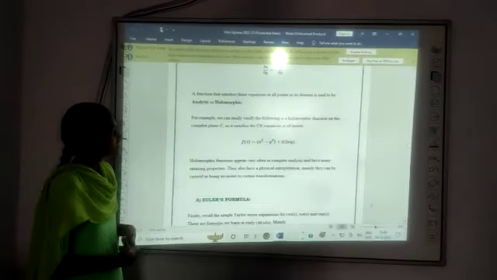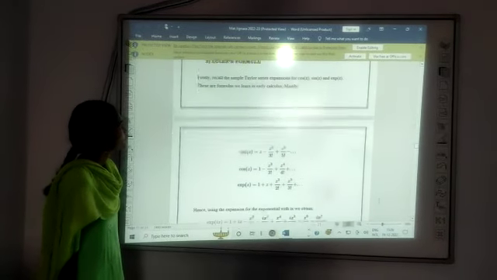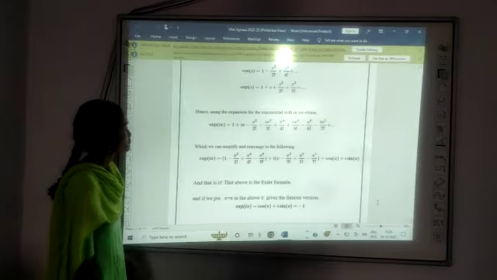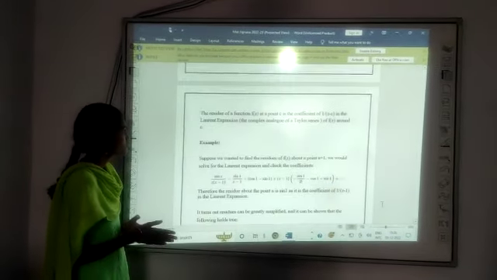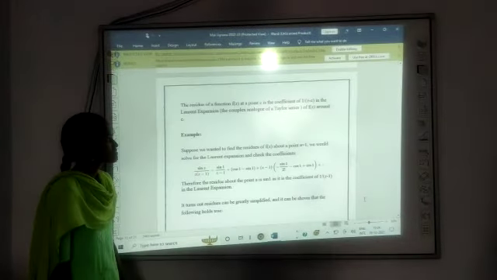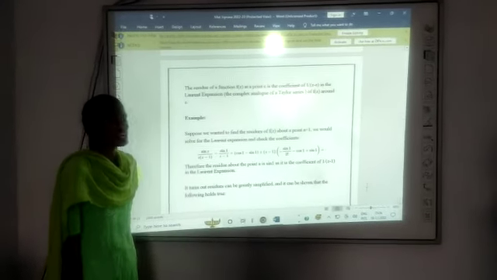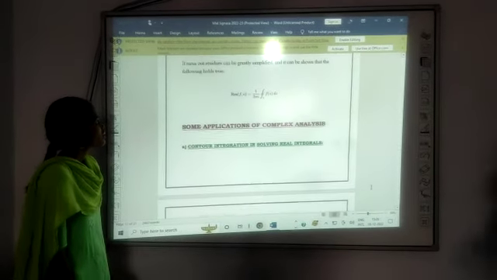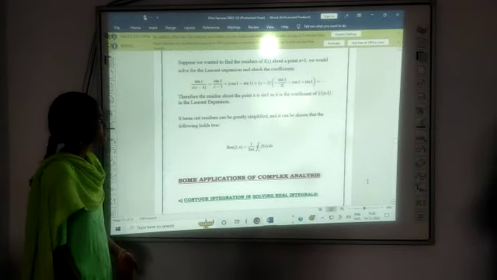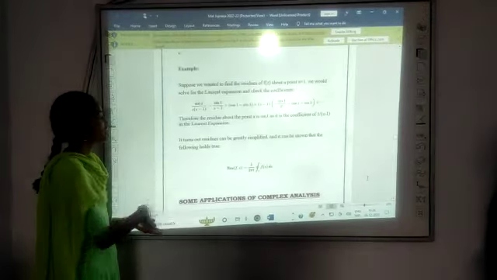Euler's formula: e to the power ix is equal to cos x plus i sin x. Residue: the residue of f(z) at the point c is the coefficient of 1 by (z minus c) in the Laurent expansion. This is the residue formula.